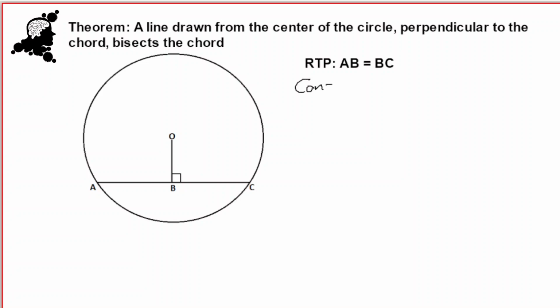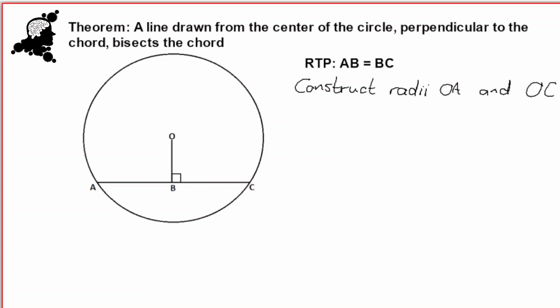The first thing you want to do is construct some radii. If you recall from the previous video, we said radii is plural for radius, and a radius is a line that moves from the center of the circle to any point on the circumference of the circle. So we are constructing the radius OA as well as the radius OC.